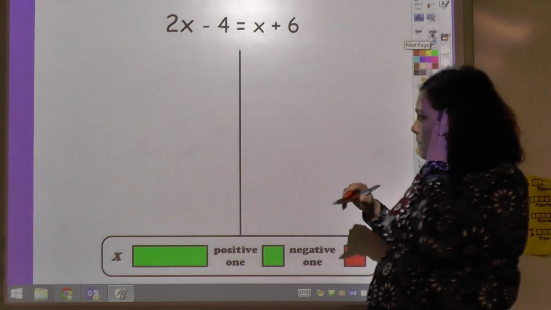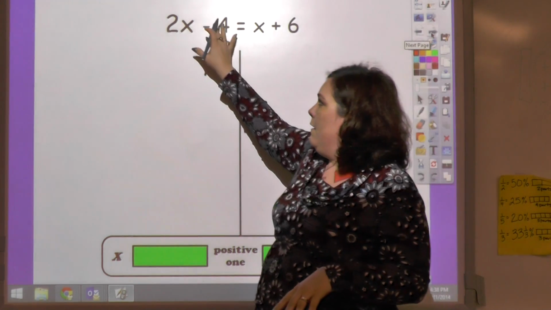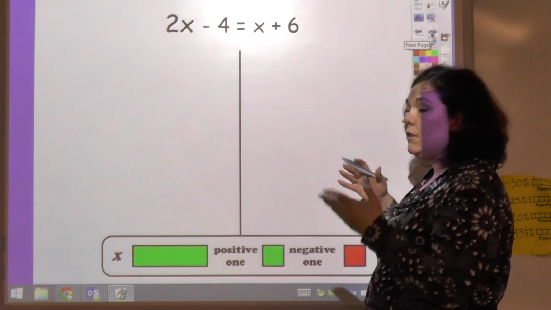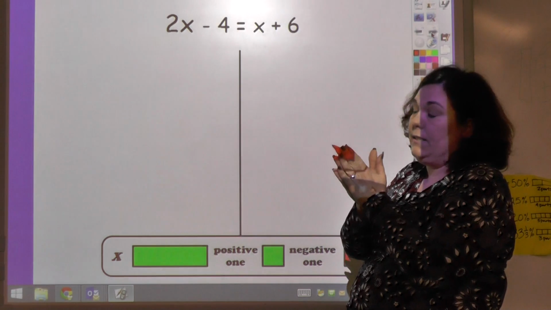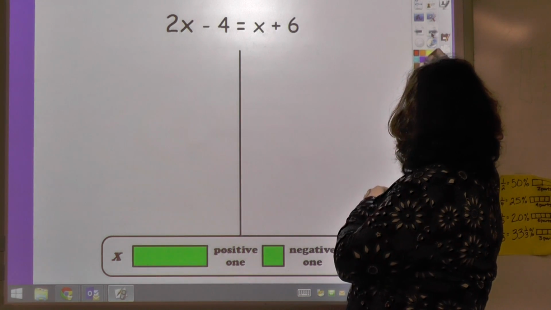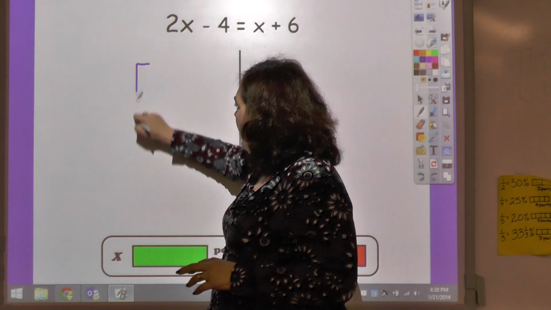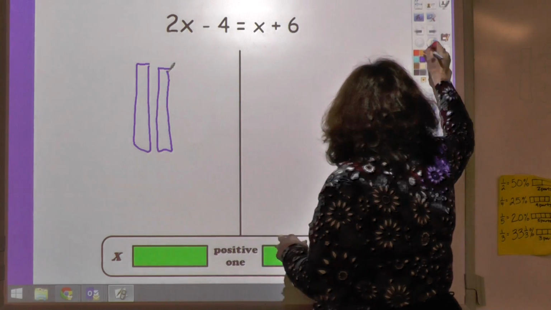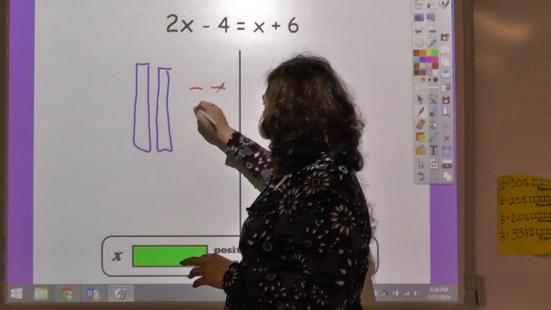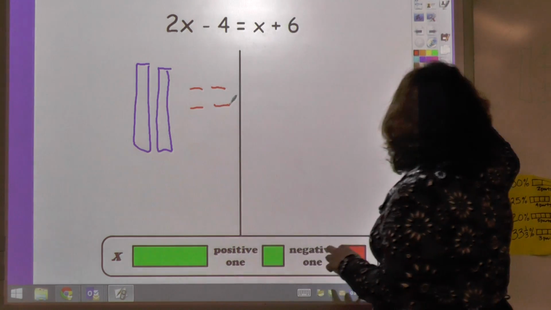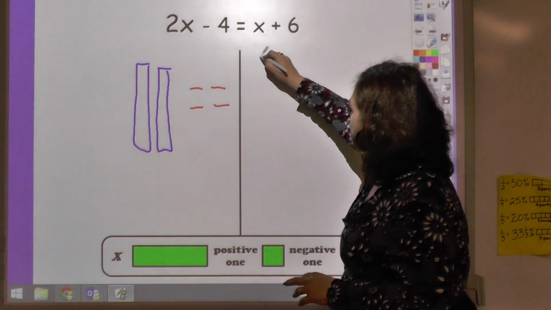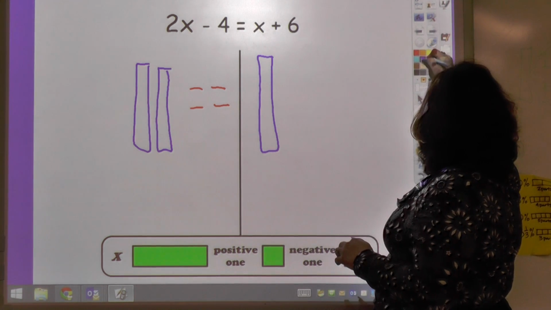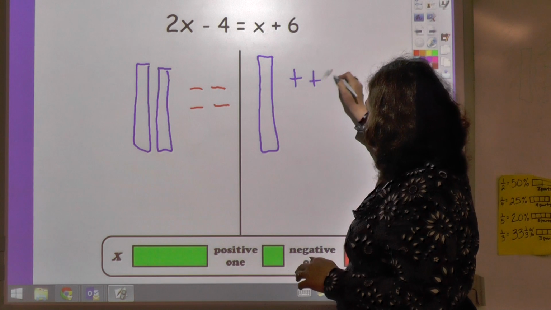Okay, sometimes you're going to be given variables on both sides of the equation, and you're still looking to get x all on one side, x by itself. So you have to draw the model of what's represented in the problem. Here's 2x, and then -4. And then you have x on this side, and a +6.